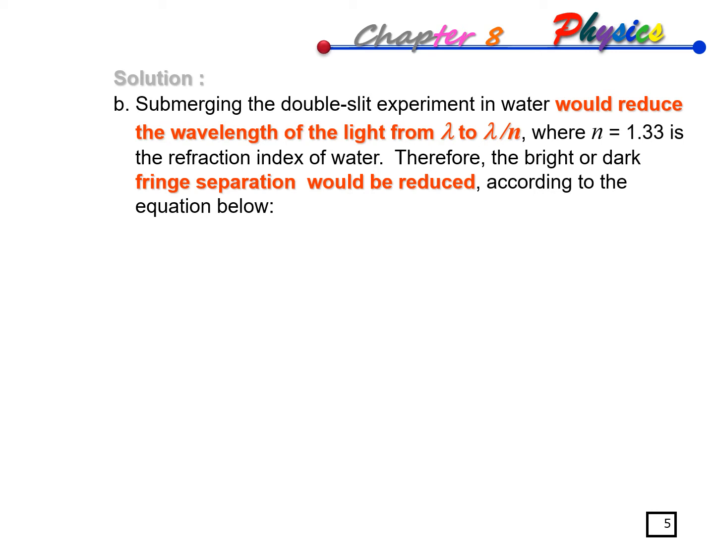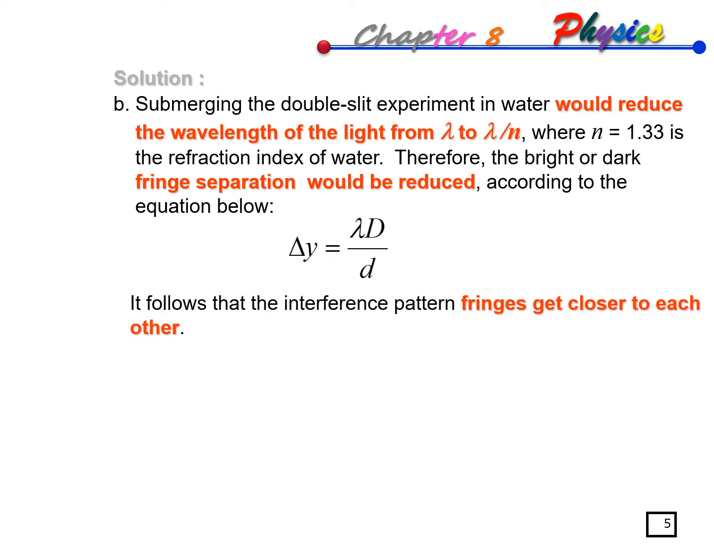Okay, B, submerging into water. Basically what will happen is that the wavelength will reduce, from λ to λ over n, where n over here is 1.33. Therefore the bright or dark fringe separation will be reduced. So the separation will reduce and the fringes will get closer to each other.